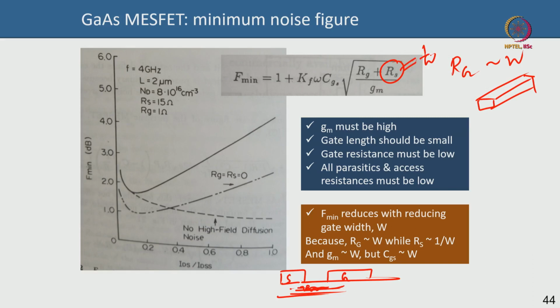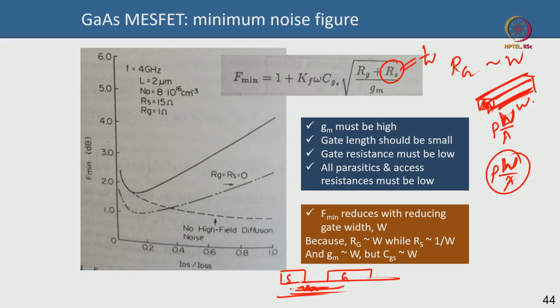But the gate metal is the gate metal. This is your W and this is your cross-sectional area A. So the resistance is rho L by A, and this L is actually W here, correct? So it is rho W by the cross-sectional area. If your gate width becomes longer, your gate resistance also becomes longer. Think of it as a metallic bar whose length is increasing.